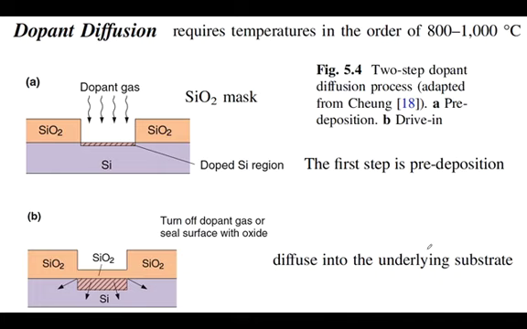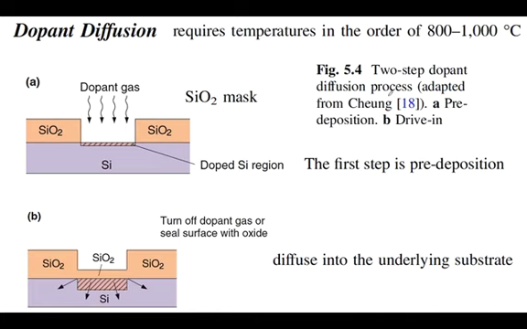Now let us concentrate on how we basically dope a particular material. There can be different techniques. Now let's start with the diffusion techniques. As I said, the diffusion process is very important for doping. What you do in this case is use a dopant gas.